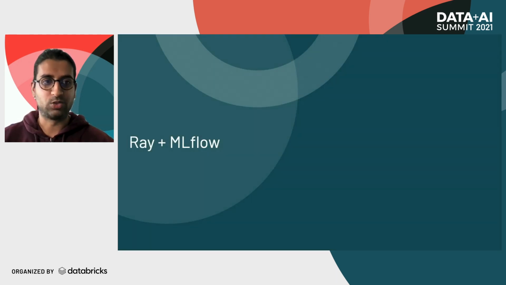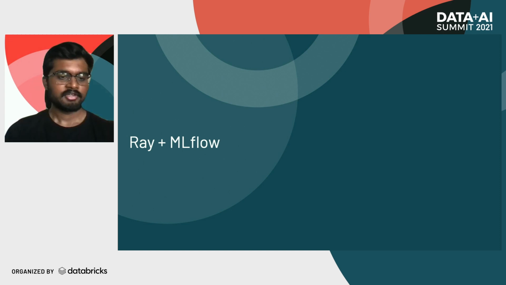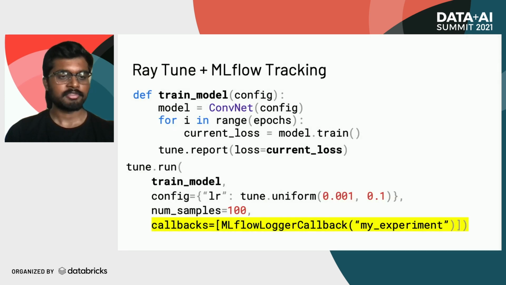So now I'll hand it back to Amog to talk about some of the integrations. Thanks, Archit. So we have 2 integrations between Ray and MLflow. The first one is with RayTune and MLflow tracking. If you recall from the previous example with RayTune, in order to use it with MLflow tracking, all you have to do is add this MLflow logger callback. What this will do is that whenever your metrics are being reported back to Tune, it'll also automatically get logged to MLflow under the MLflow experiments.